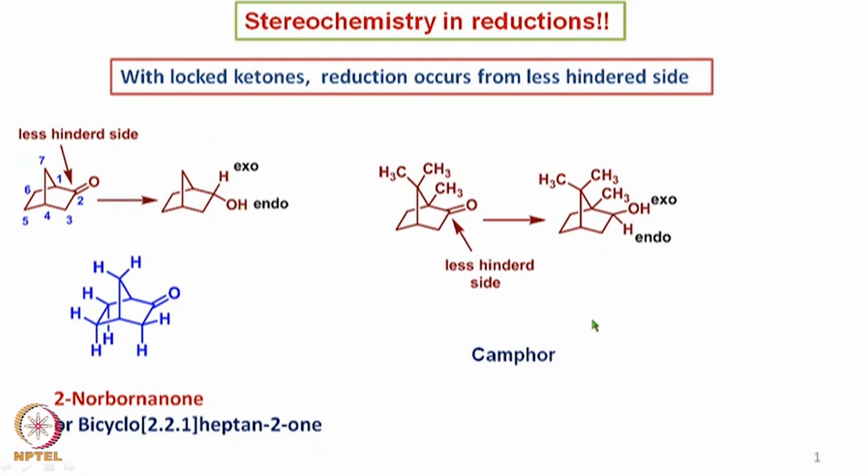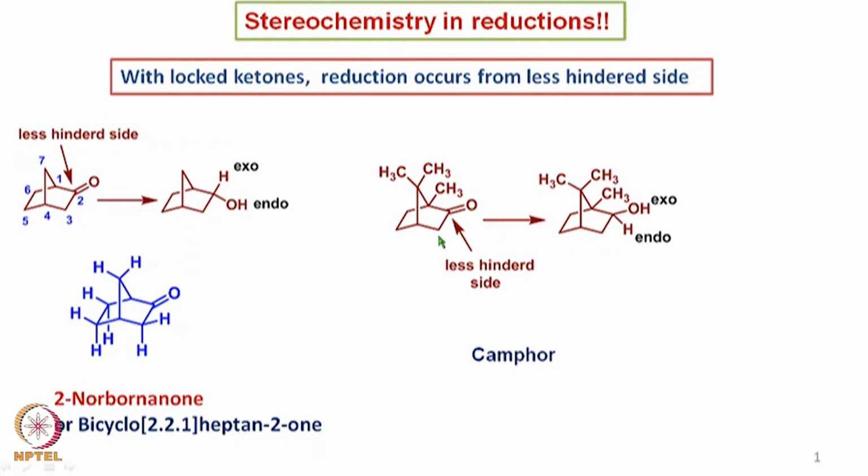On the other hand, if we take a somewhat similar example but with different substitution, like camphor, the carbonyl group now has a slightly different endo and exo selectivity. Here, as you can see, the exo face has 2 methyls on the top, which are blocking the face of the exo side.